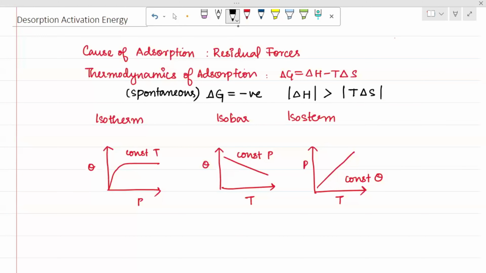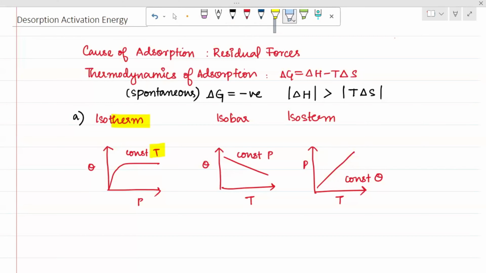Finally, we ended the session with the comparison of three types of adsorption isotherms, or three graphical representations to be precise. The first one was the adsorption isotherm, where the temperature is kept constant. Iso means same, therm means temperature. The plot is between the extent of adsorption theta versus pressure.